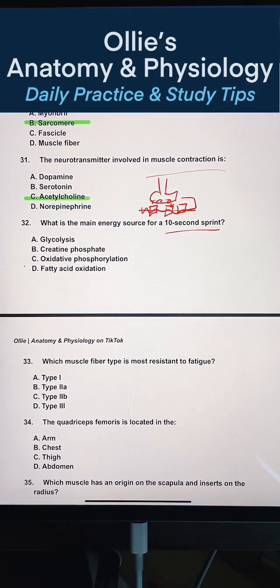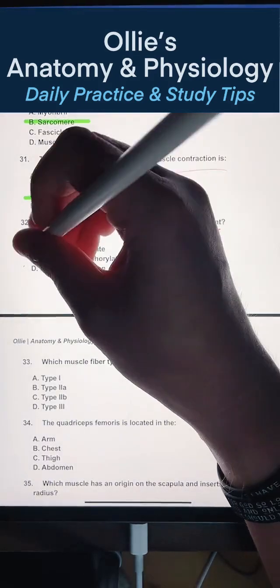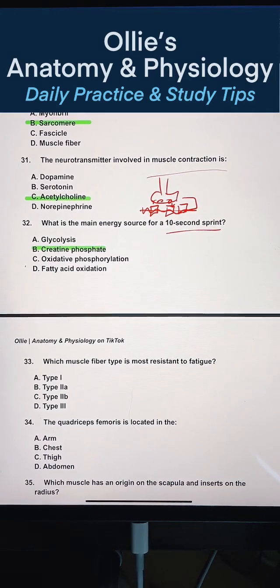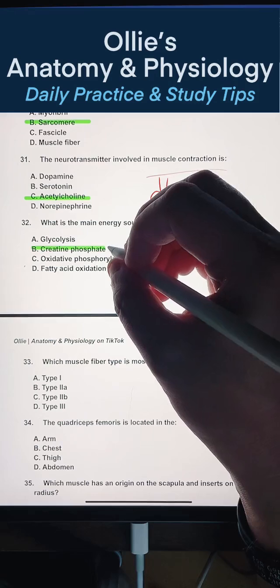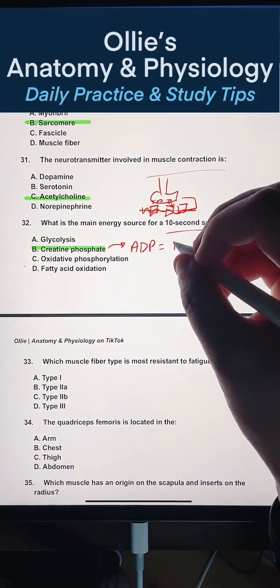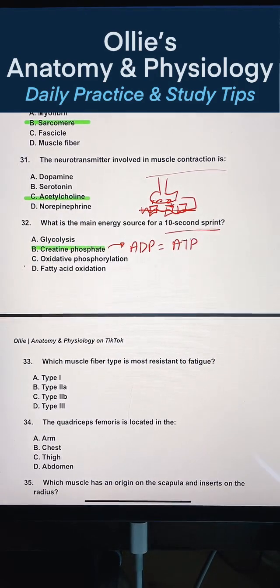A, B, C, or D? What do you guys think? 32 is the answer is B. It is creatine phosphate. So creatine phosphate would donate a phosphate to ADP. So we get a phosphate, we give it to ADP. This makes ATP. This is very fast. This is very, very ideal for short, explosive bursts.